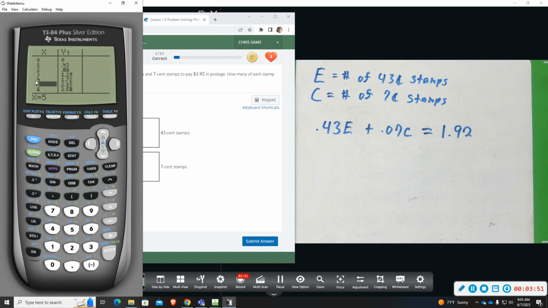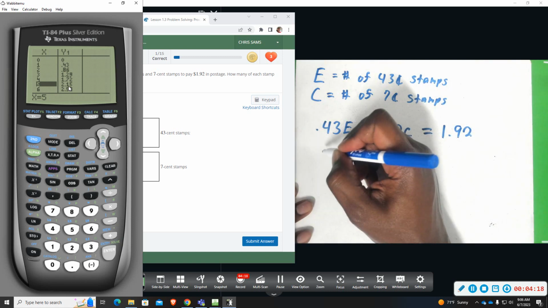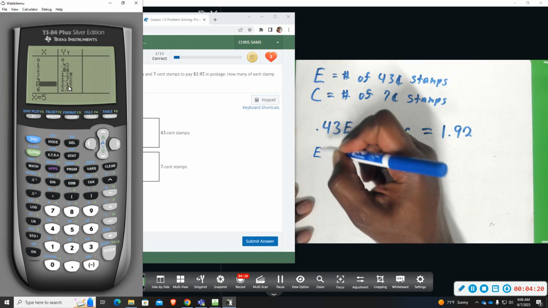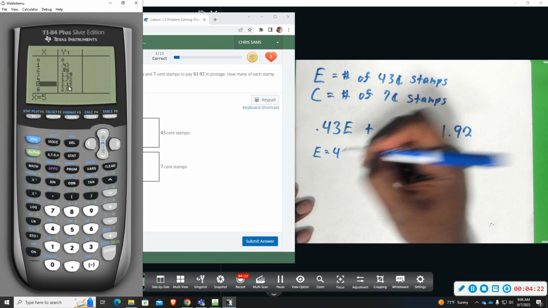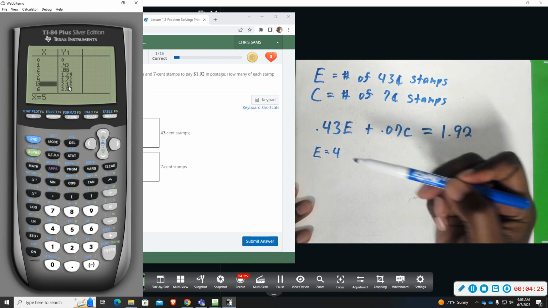So I want to see, is it possible for me to use 4 of the 43-cent stamps, which is going to cost $1.72. Can I get the remaining amount with the 7-cent stamps? And then if not, I will go down to 3. So I got two big options, and then I can go from there. So I'm going to say, what if we use 4? So let's say E equals 4, for example. And we're just guessing here. So guess and check. I'm going to plug in 4 for E.